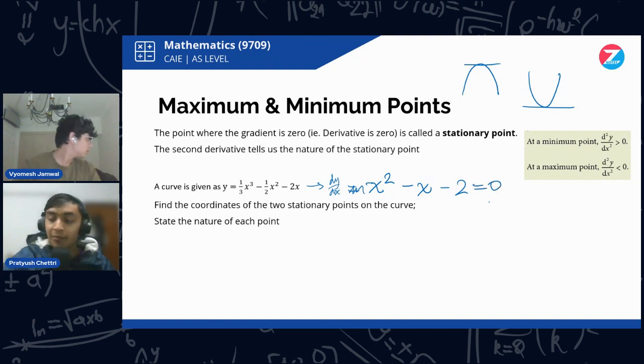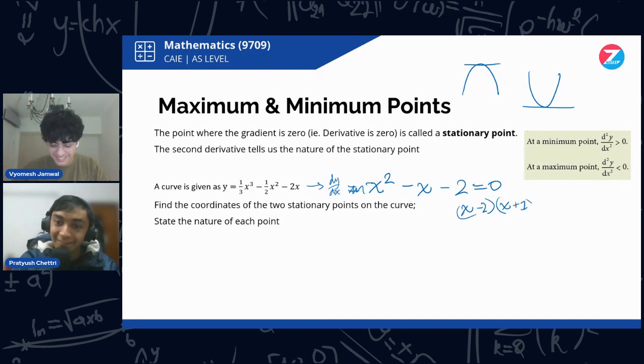I'm going to use my calculator here to find values of x. 1, minus 1, minus 2. Cheating. So, I'm going to write this factored. Technically allowed, right now at least. Yeah, if you show the little factorization step, technically you did some work in here. So my x is either minus 1 or x is 2. Those are my two stationary points.